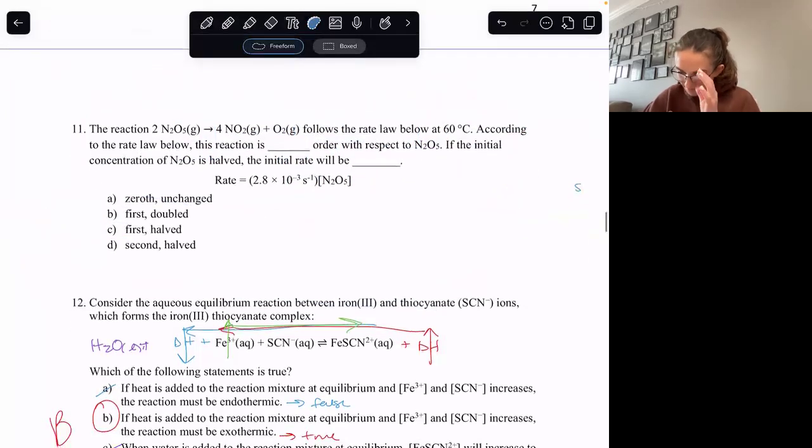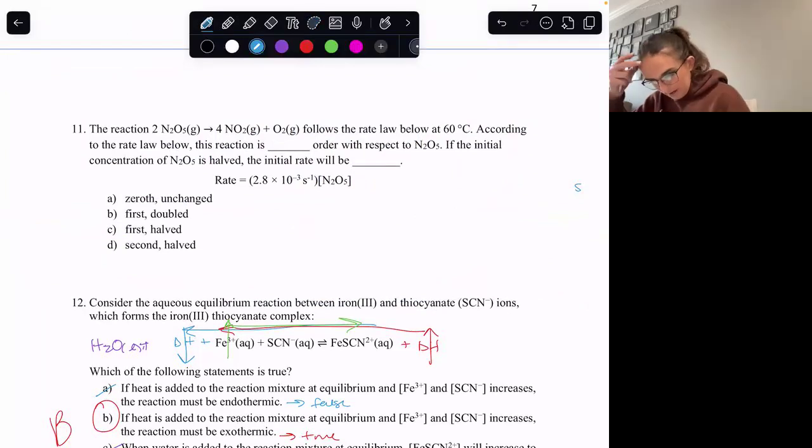So for 11, we have the reaction 2N2O5 goes to 4NO2 and O2. We want to follow the rate law below at 60 degrees Celsius. According to the rate law, the reaction is blank order with respect to N2O5, and if the initial concentration of N2O5 is halved, the initial rate will be blank. So what we're looking at here is what we can tell from our rate law.